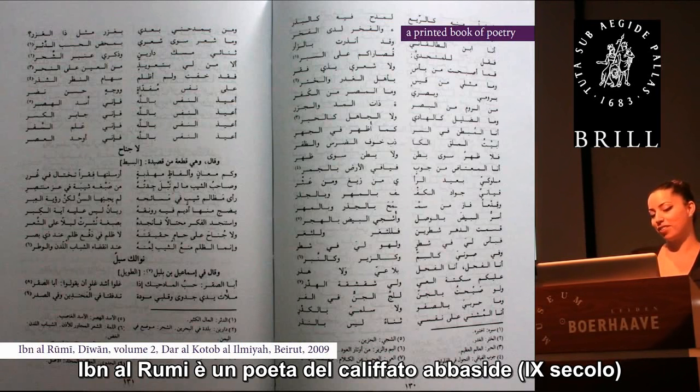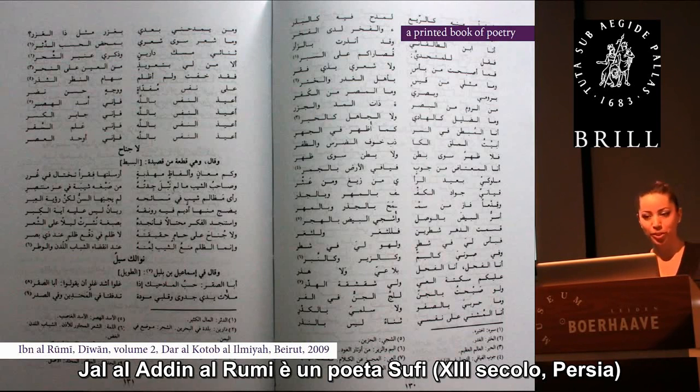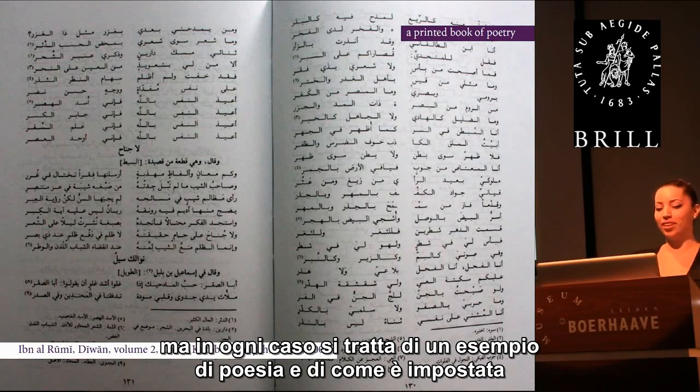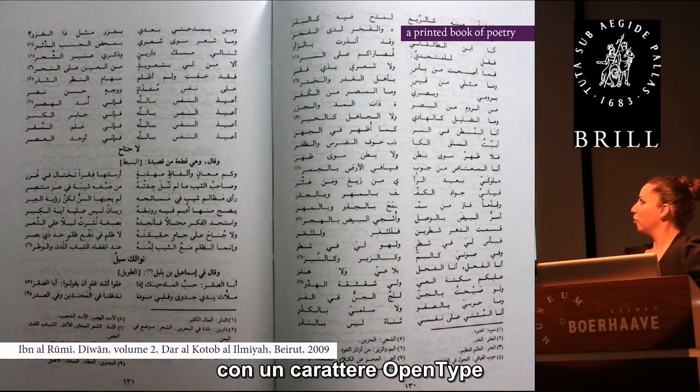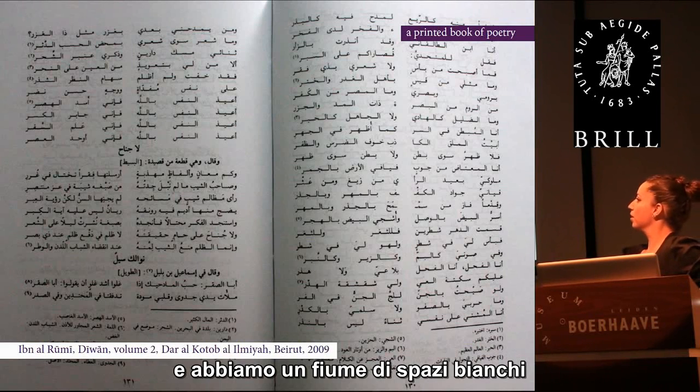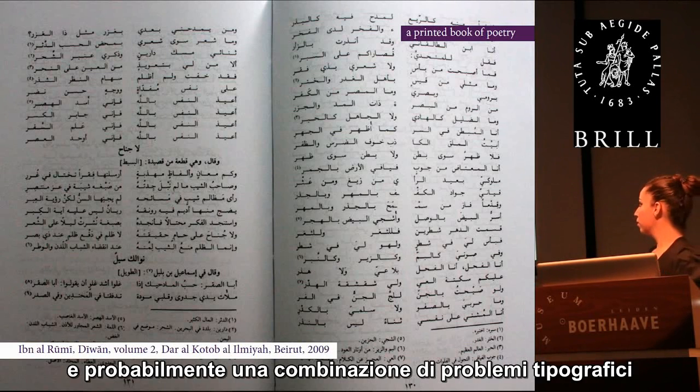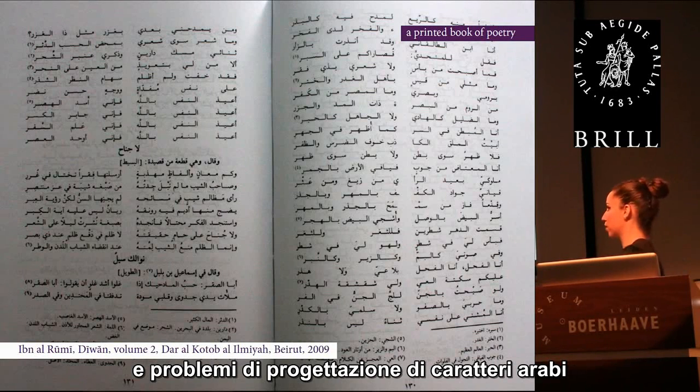Ibn Rumi is a poet from the Abbasid Caliphate, 9th century. Jalaluddin Rumi, Sufi poet, 13th century Persia. But anyway, it serves as an example of poetry and how it's set with an open typeface. And you have the rivers, white spaces. And this is probably a combination of typographic problem and Arabic typographic design problem.